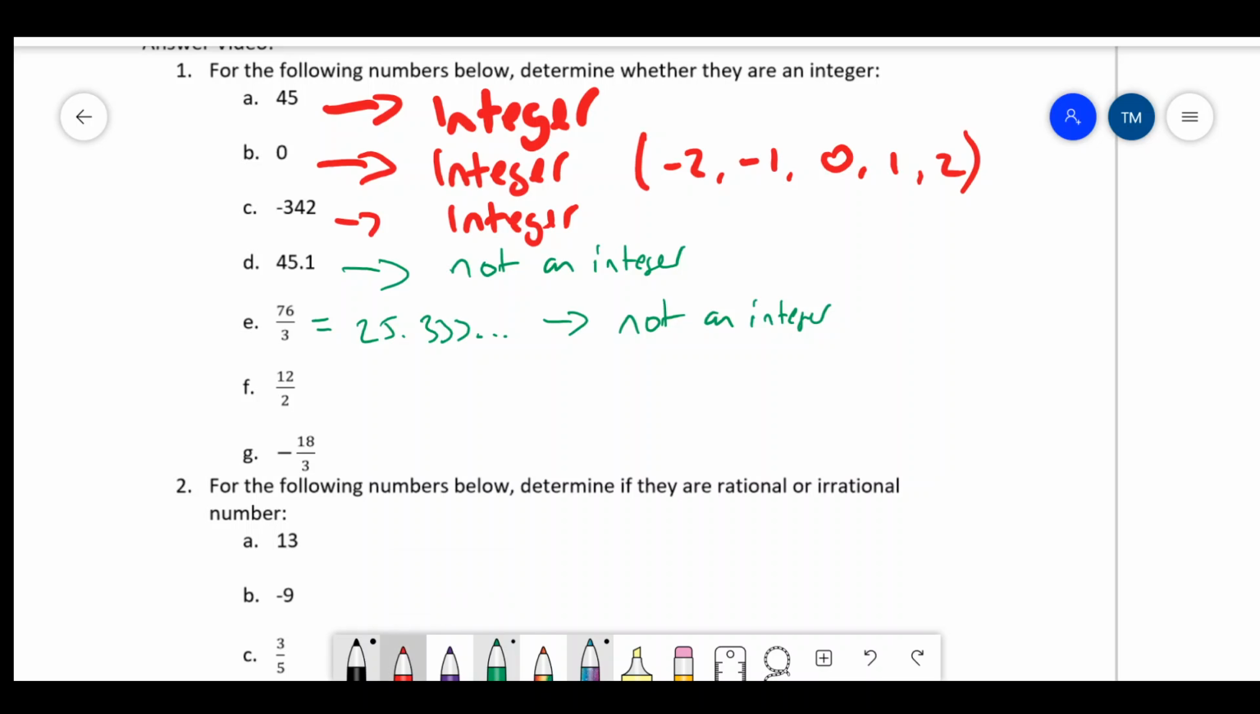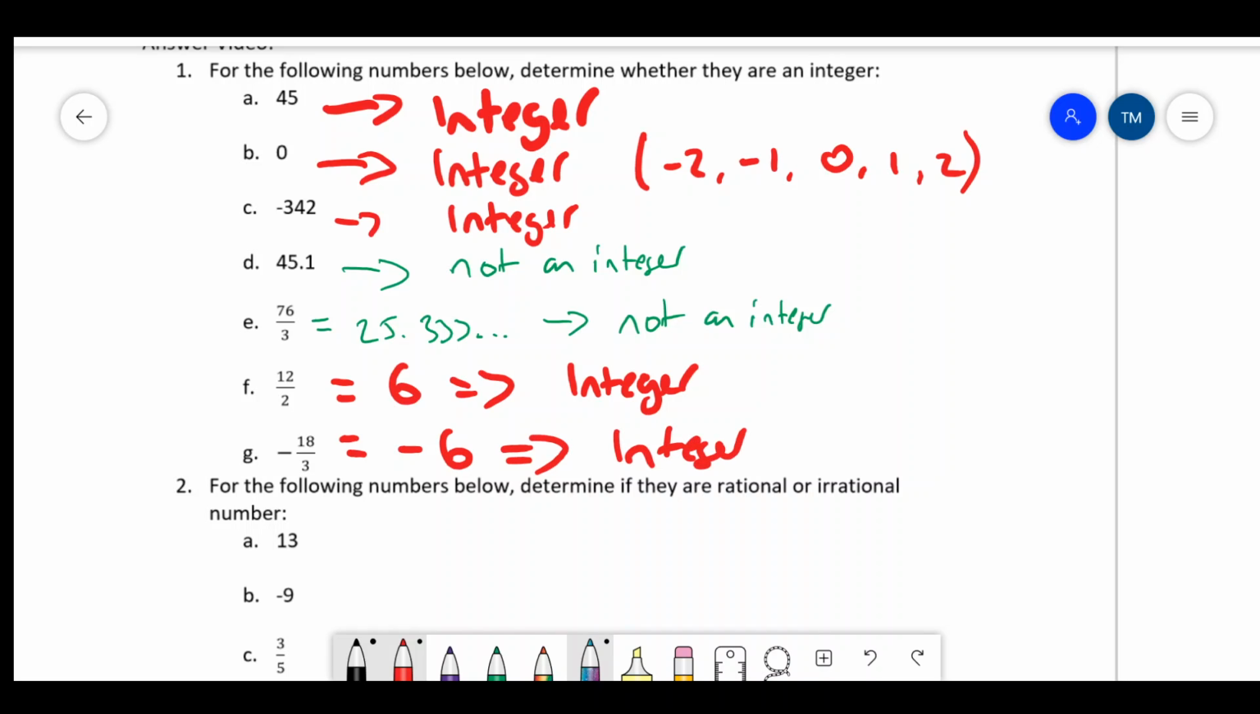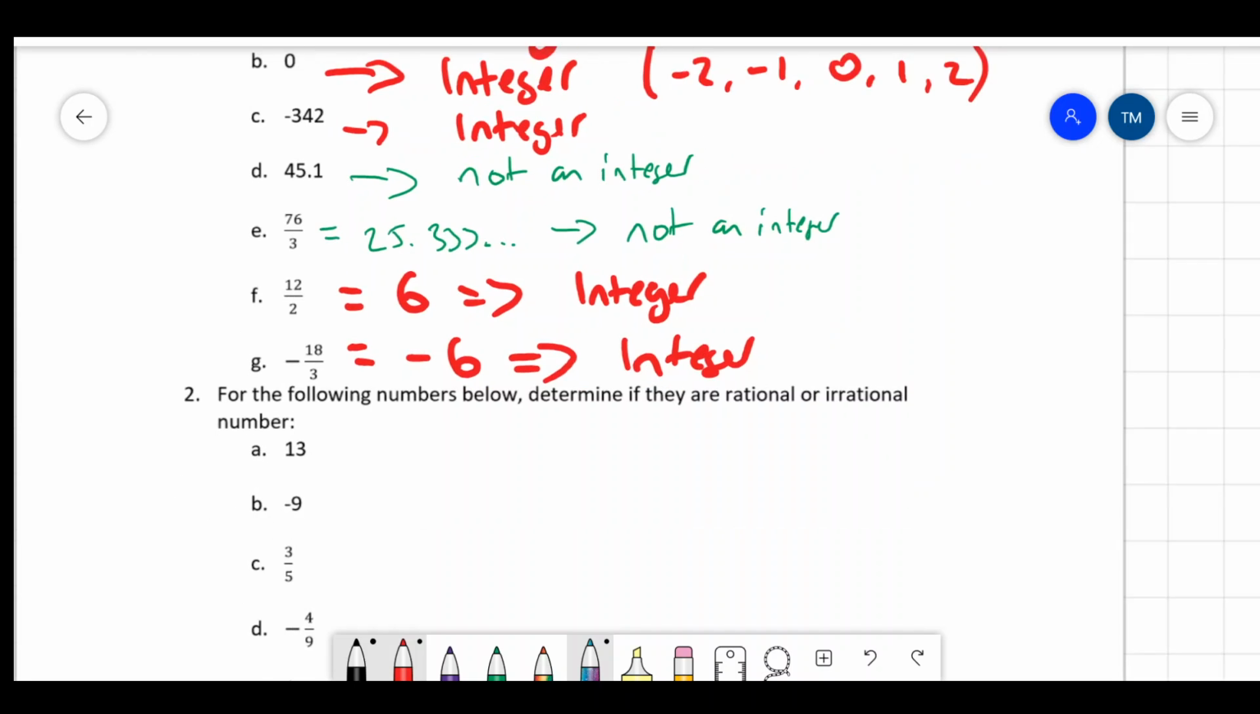We have the next one, which is 12 over 2. Well, 12 over 2 is equal to 6, which therefore means that it is an integer. And finally, we have minus 18 over 3. This one is minus 6, which is an integer as well. So be careful when you see a fraction. A fraction might not look like an integer, but if it results in an integer, we can take that forward as an integer value.